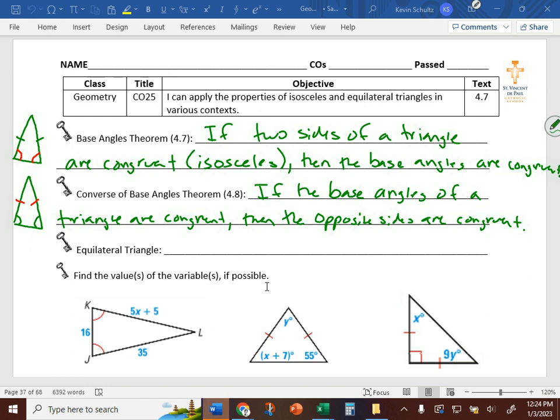If base angles of a triangle are congruent, then opposite sides are congruent. So again, like we've seen before with theorems and converses, we are given one piece of information, we can conclude the other. We can reverse that. If we're given one piece of information, we can then conclude the other. Okay? Questions on that? All right.